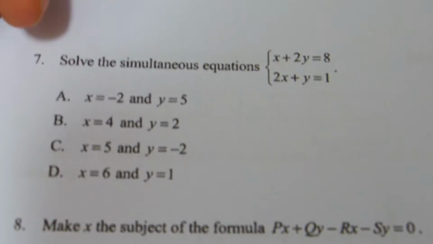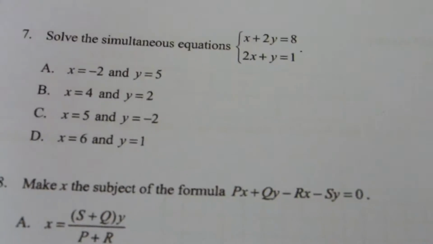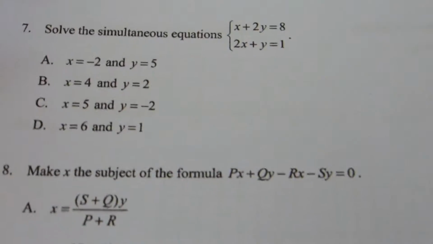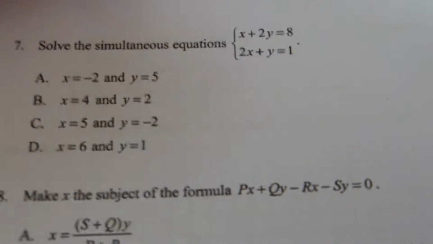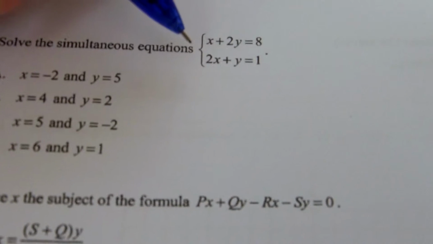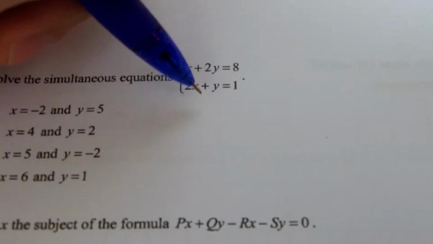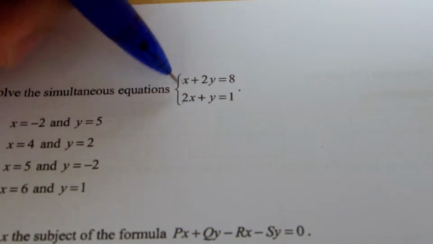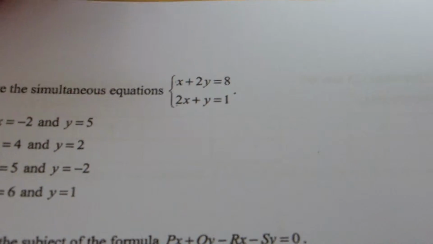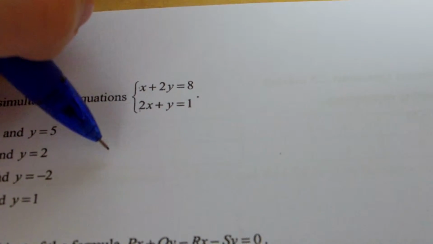Okay, this now is page 3. So question 6, you are asked to solve the simultaneous equation. Simultaneous means you have to find an answer that fits these two equations at the same time. So you can use any method.